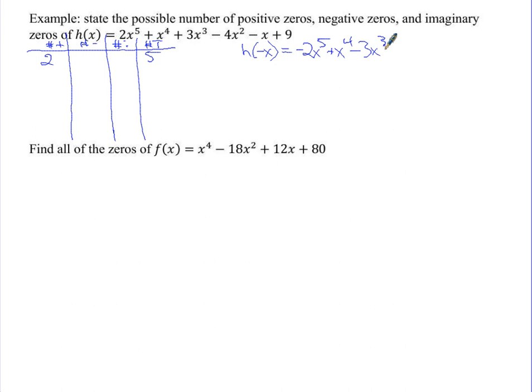Will my sign change for the next one? As an even exponent, the sign does not change there, so minus 4x squared. Will my sign change for minus x? Yes, that's an odd exponent, so it turns to plus x, and then the plus 9 doesn't change. Now count up the number of sign changes here. How many do we have?